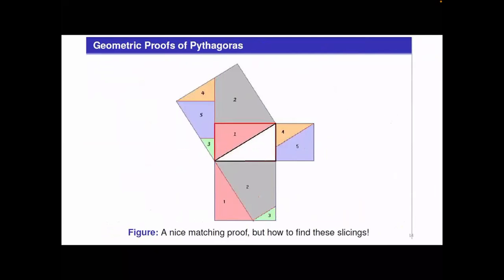Why do you think they colored things the way they did? So why do you think things are colored and labeled the way they are? Do they have the same area? Yeah, they probably have the same area. So there's got to be some way to show that the two 2s have the same area, the two 4s have the same area, the two 5s have the same area, and so on and so on.